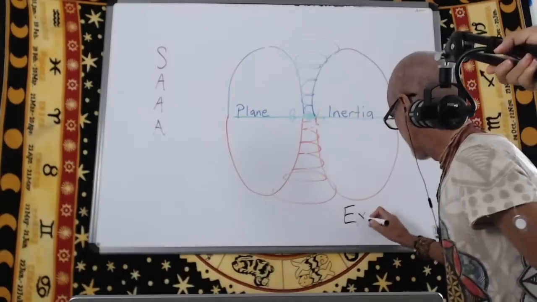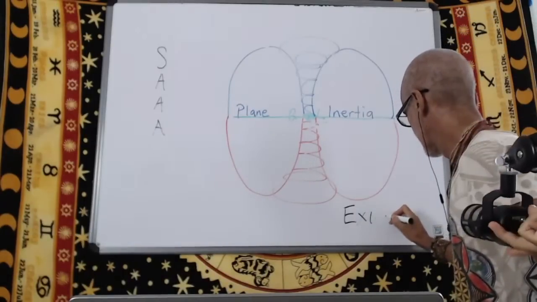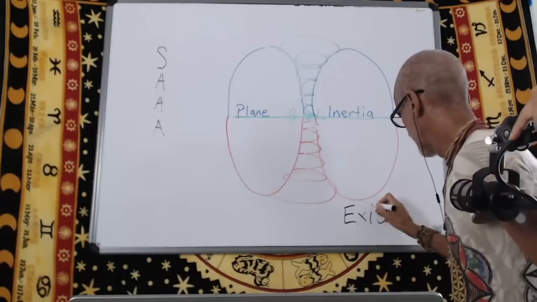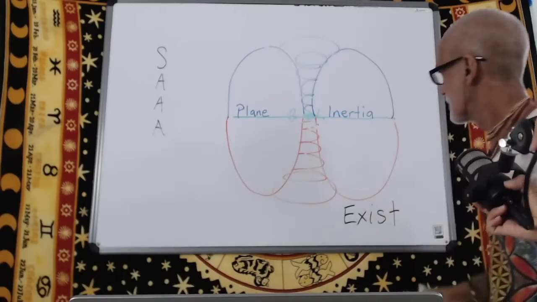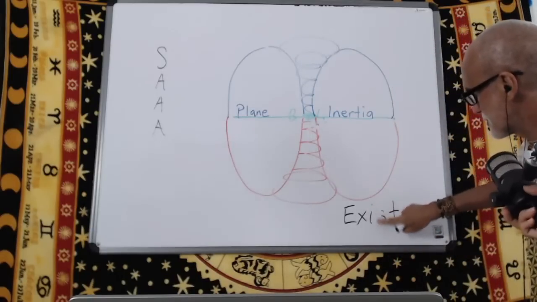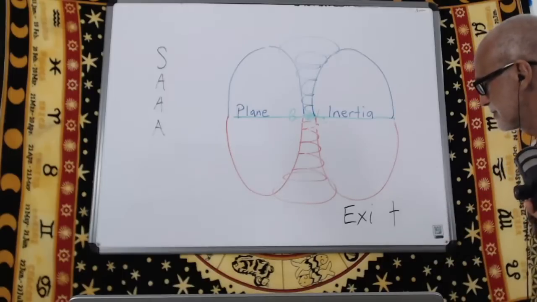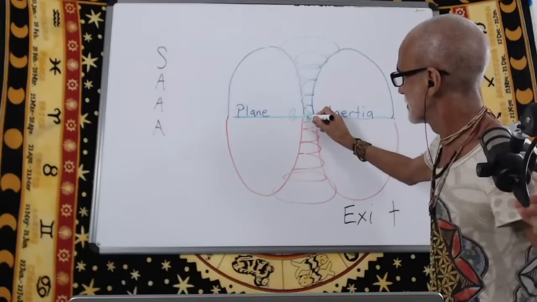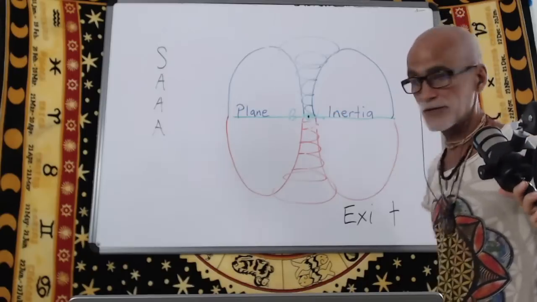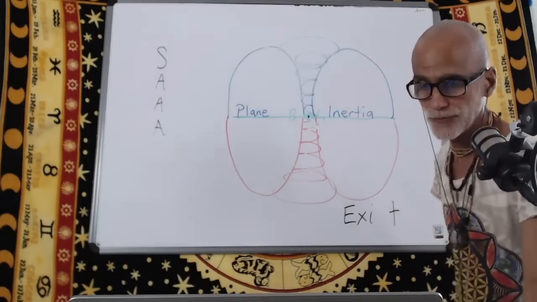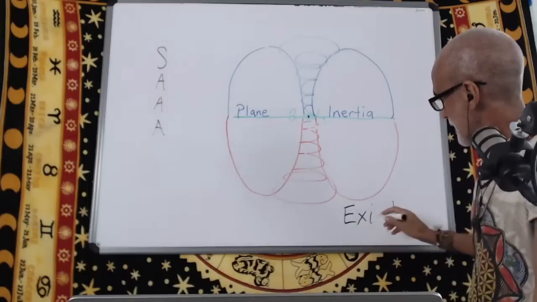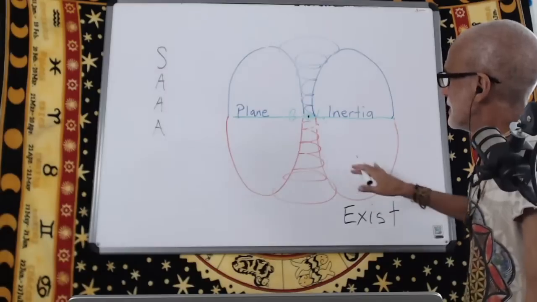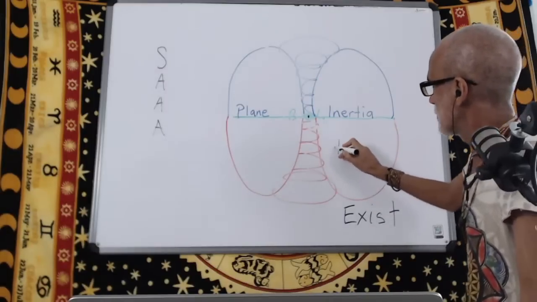Exist. Exist is exit. Okay? Everything that exits out of this counterspatial point exists. Okay? In the temporal world, 10.